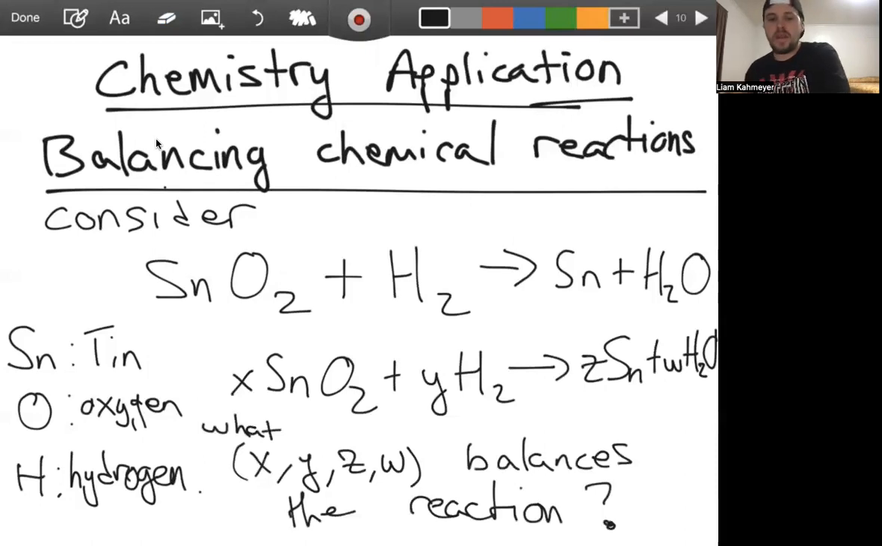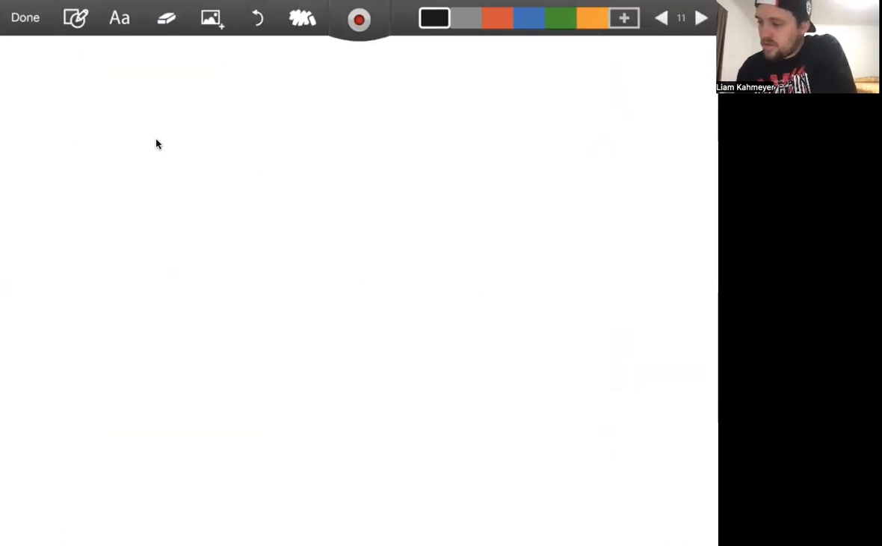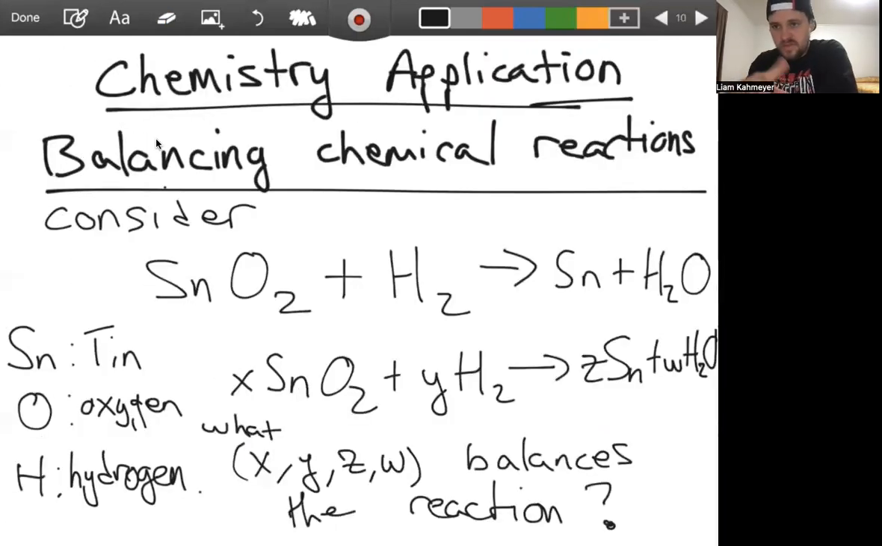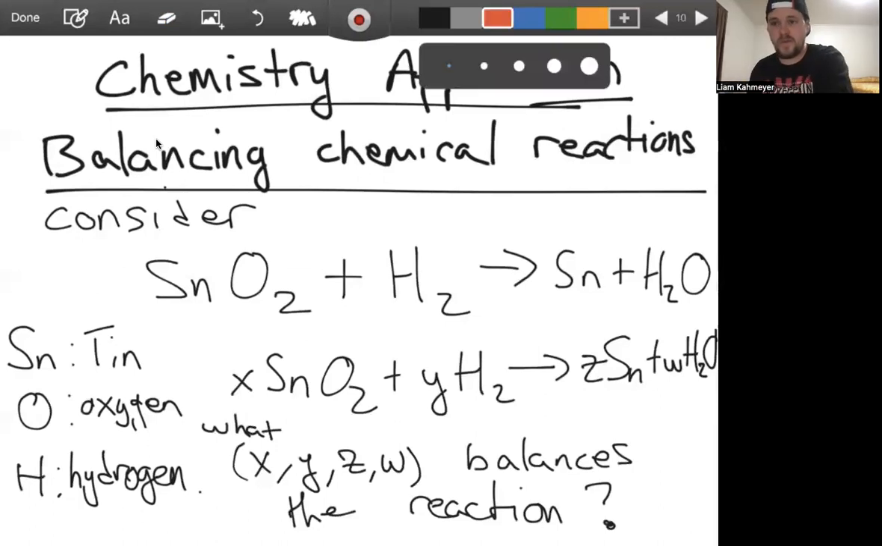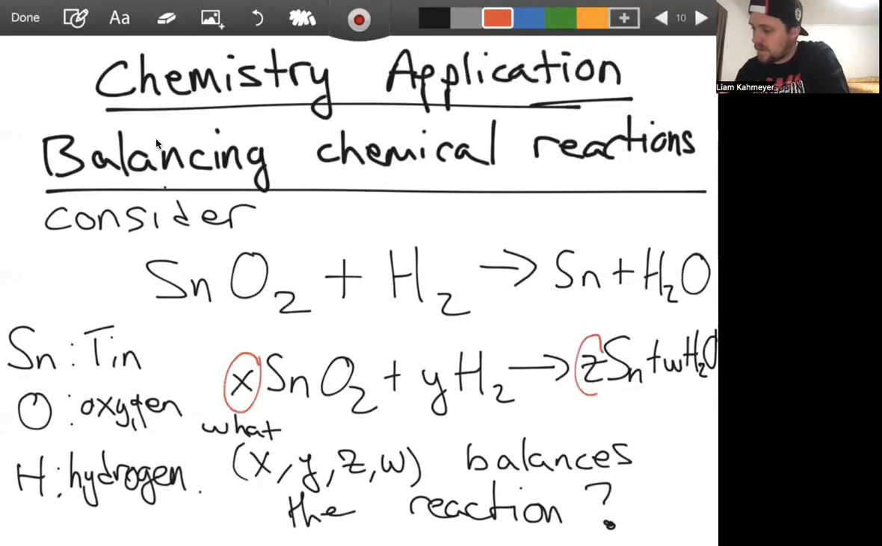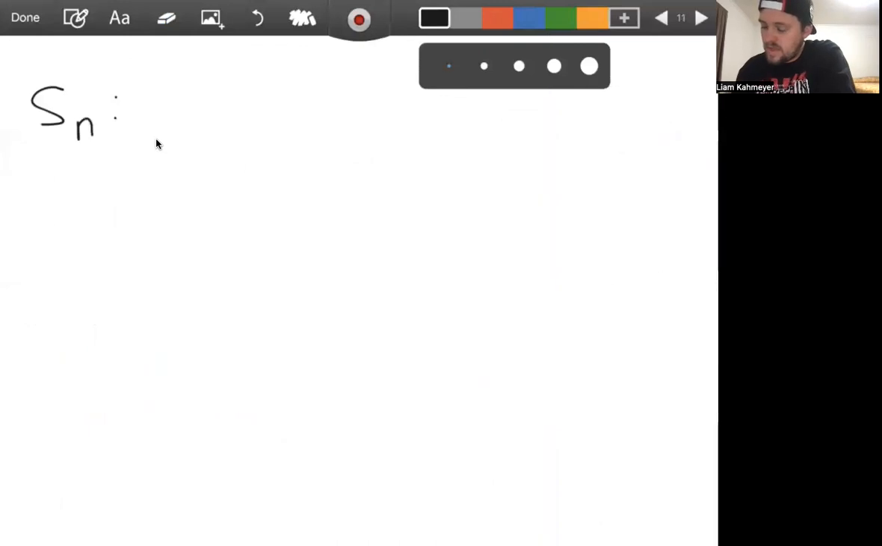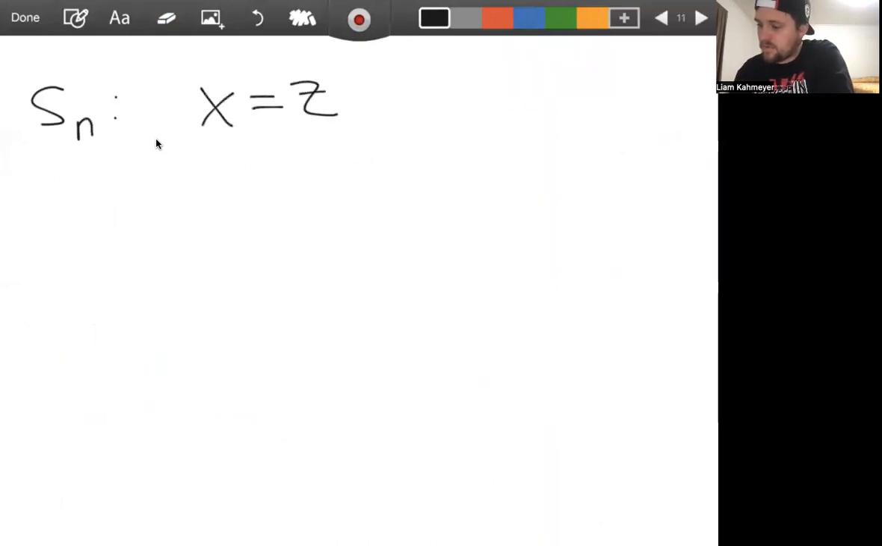Well, we can set up a system of equations by going element-wise here. So let's start with tin. For Sn to be balanced, we need the same number of tin atoms on the left as on the right. And so we would have X on the left, and we're only looking at variables that are in front of tin here. And so we would have X and we would have Z. So for tin, we have that X equals Z.